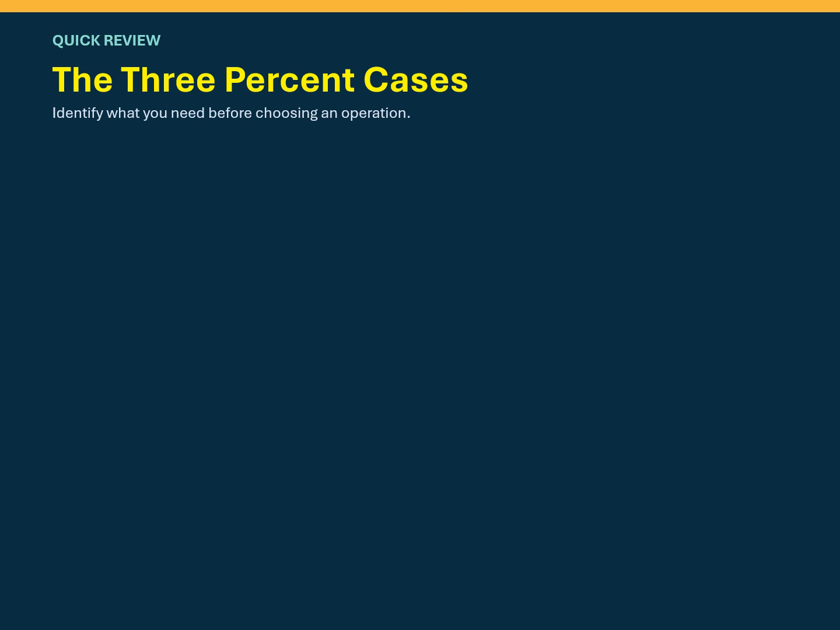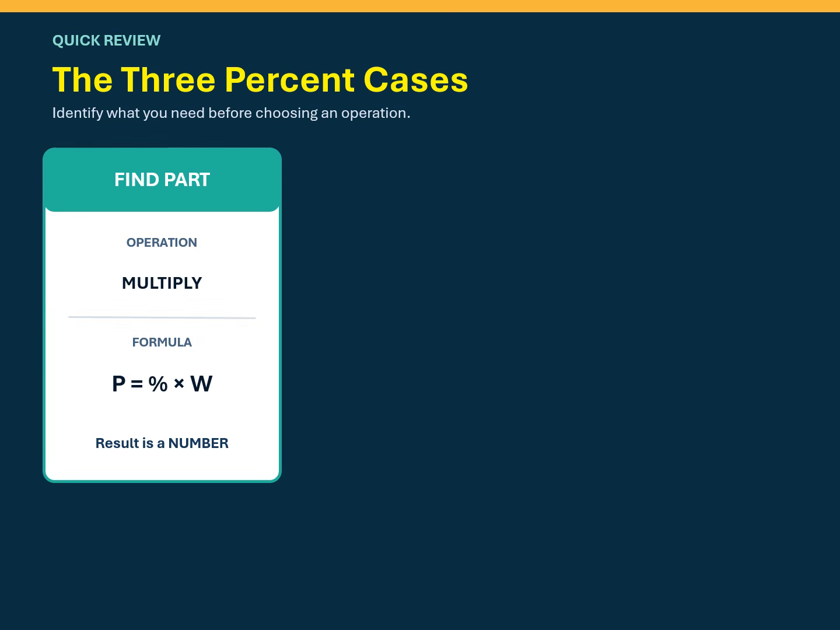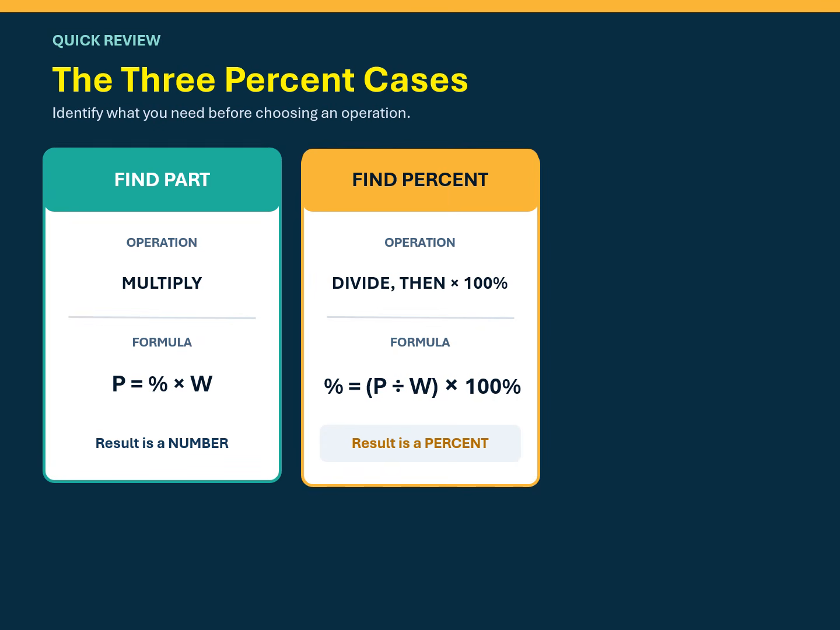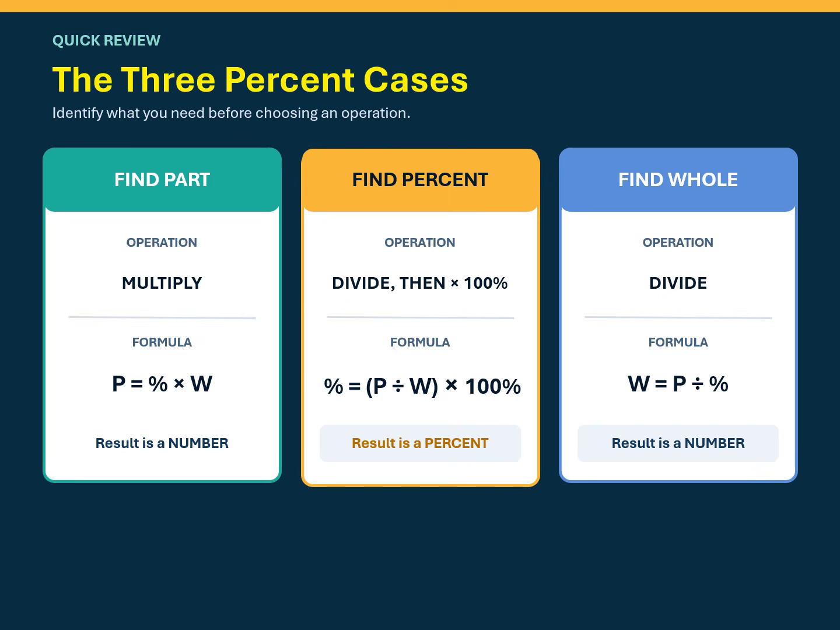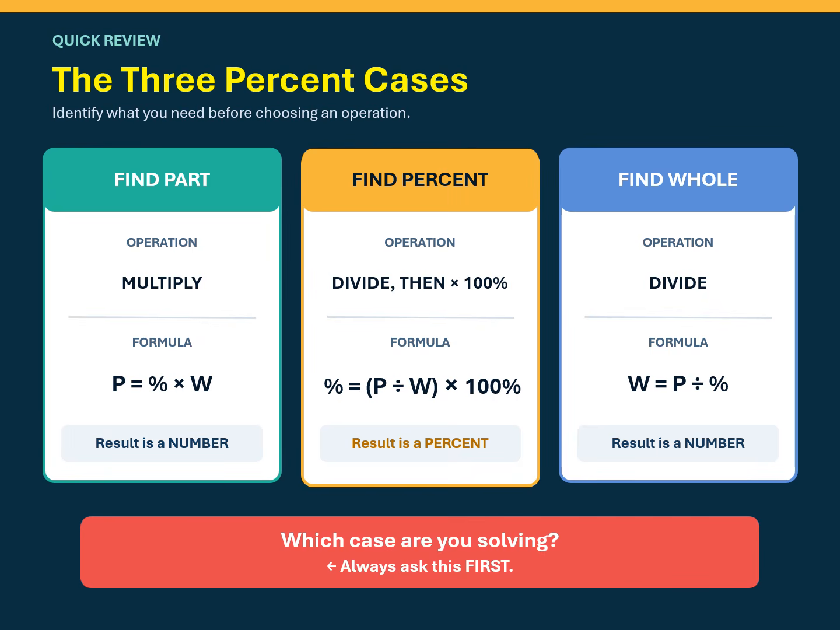Let us review all three cases together. Find the part: multiply percent times whole. Find the percent: divide part by whole, then multiply by 100%. Find the whole: divide part by percent. Before you solve, always ask, which case am I in? That question alone will prevent most mistakes. Keep in mind, for the first case and the third case, you need to convert percent to decimal. And in the second case, the same situation, convert to decimal.